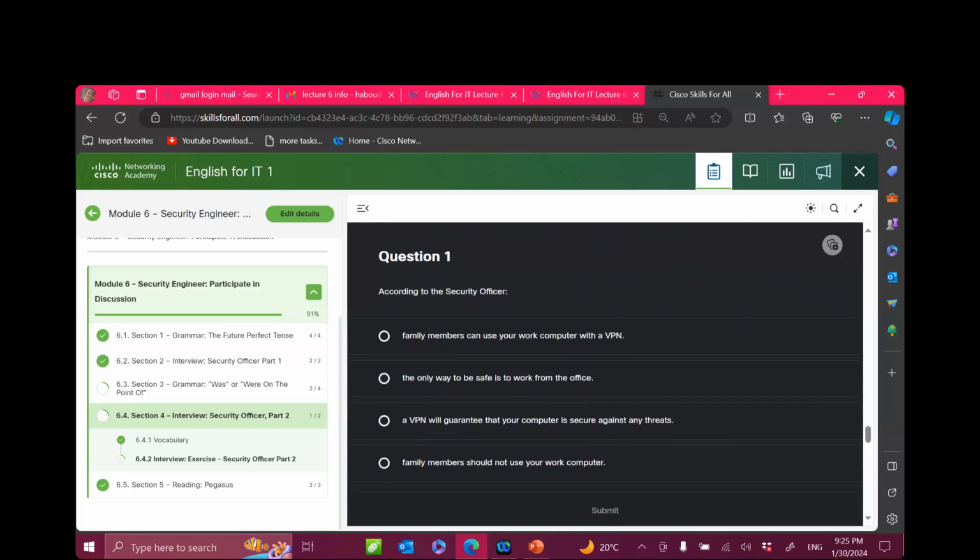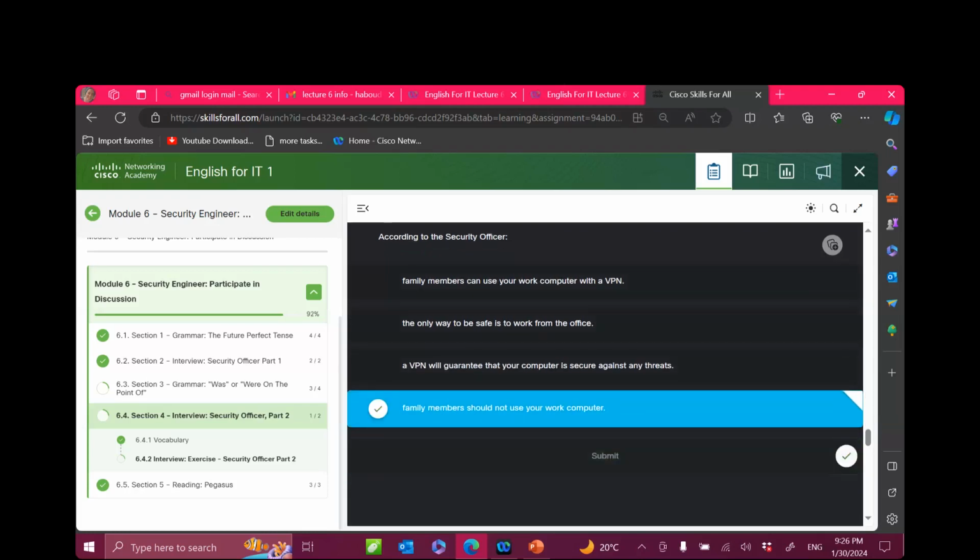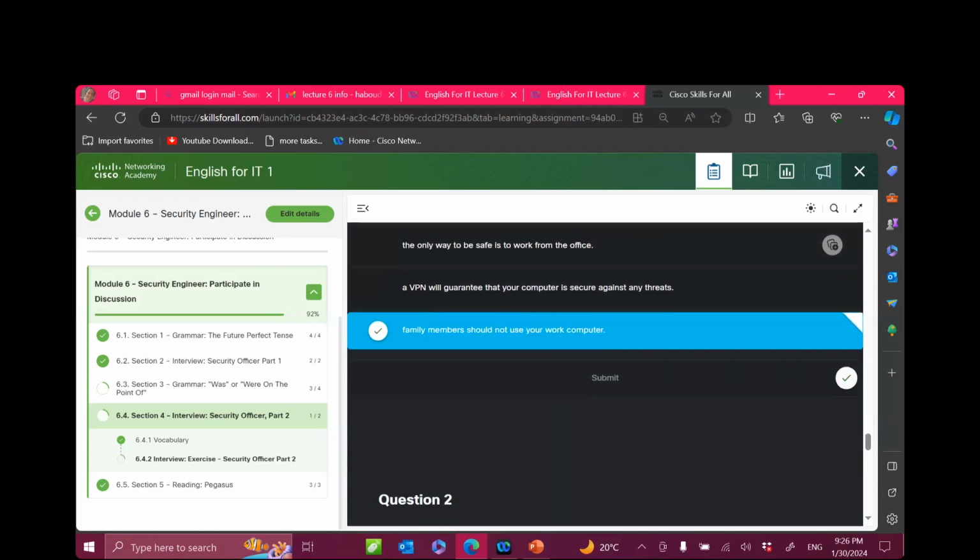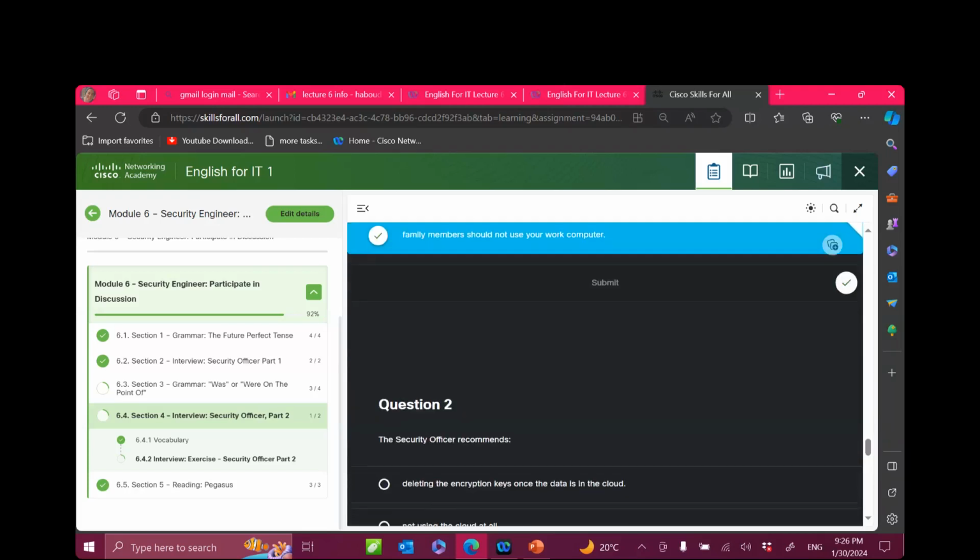members can use your work computer with a VPN, or the only way to be safe is to work from the office, or a VPN will guarantee that your computer is secure against any threats, or family members should not use your work computer. What do you think is the correct answer? Very good. Yes, family members shouldn't use your work computer.